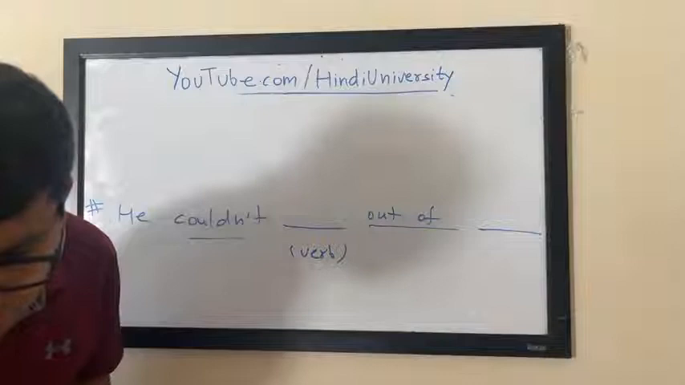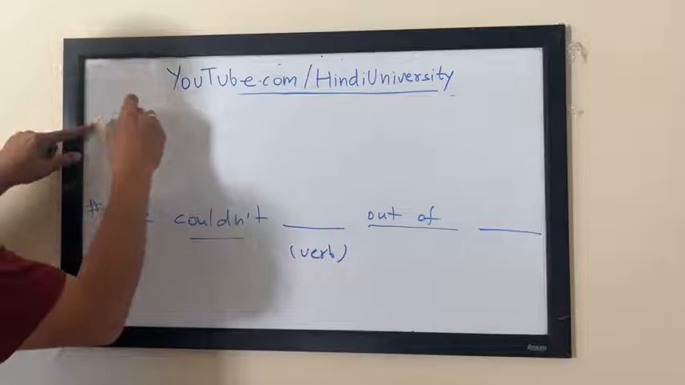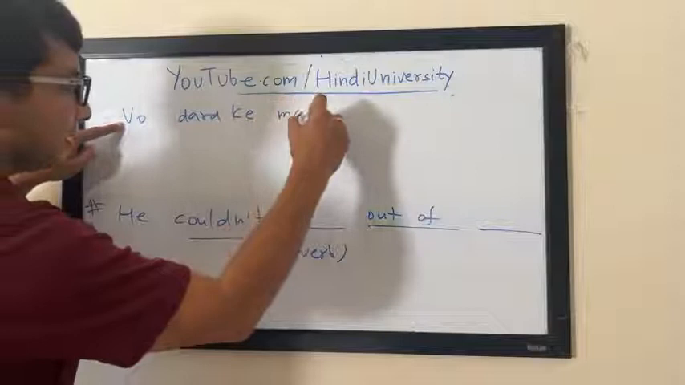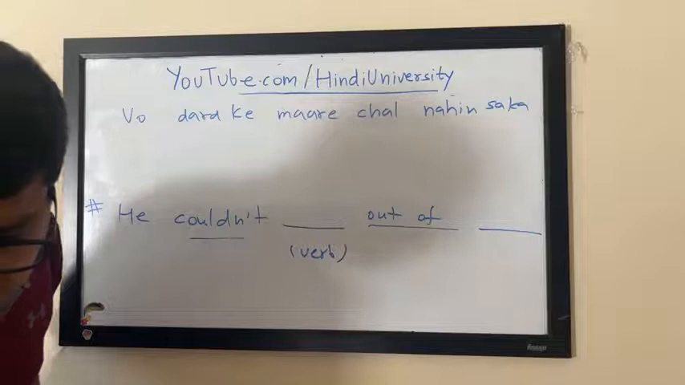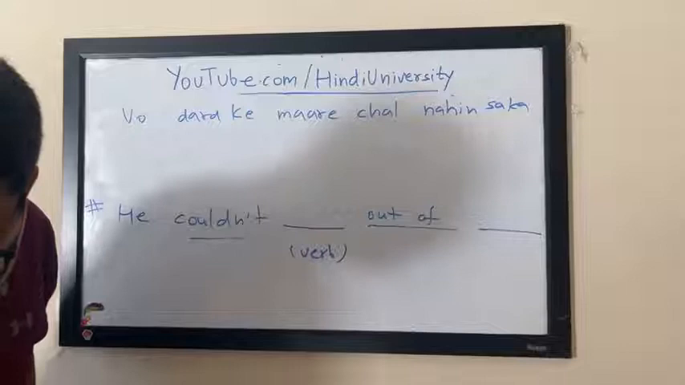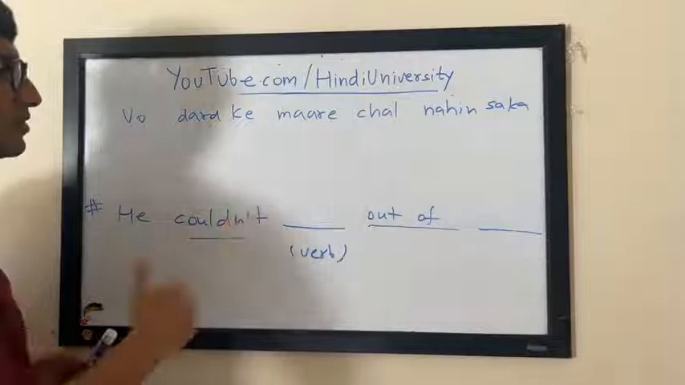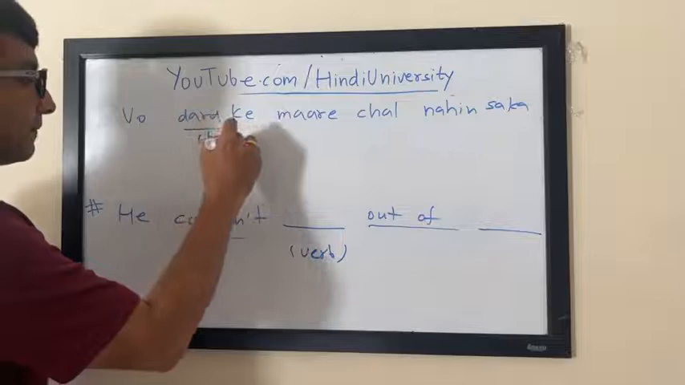Okay, so you said, wo dard ke mare chal nahi saka. Awesome. What does it mean? Priya ji, go for it. Awesome, good to have you. He couldn't walk because of pain. Very good. Wo dard ke mare, dard is pain. He couldn't walk because of pain. Awesome. Okay, anyone else?